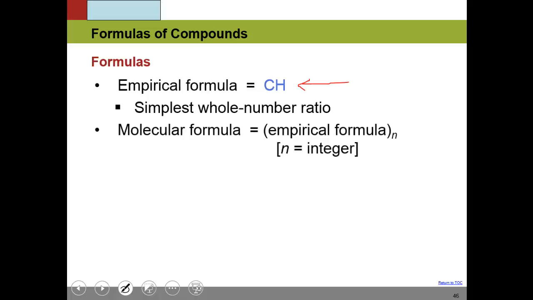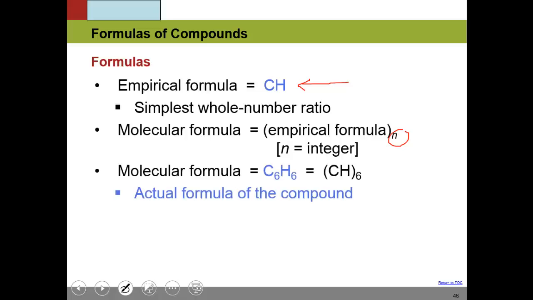The molecular formula is the empirical formula multiplied by some integer n. And so if we were to look at C6H6, which is benzene, this is the actual formula of a real compound in life. Its empirical formula, though, is a 1-to-1 ratio between carbon and hydrogen. The empirical formula shows us that simplest whole number ratio. And if we were to take 6 times that empirical formula, we would get the actual formula of the compound.